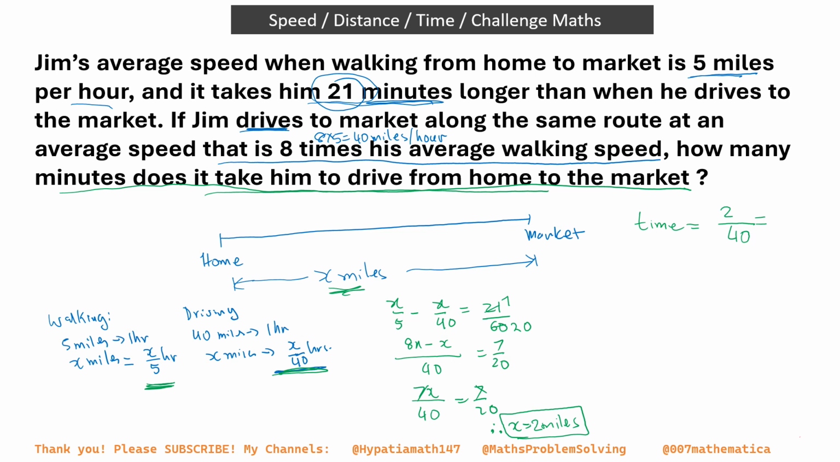That is in hours, so I can multiply it by 60 to make it minutes. That's dividing by 20. 20 times 3 is 60, 20 times 2 is 40, and the 2 and 2 can be cancelled, so the answer is 3 minutes. So how long it would take him to drive would be 3 minutes.